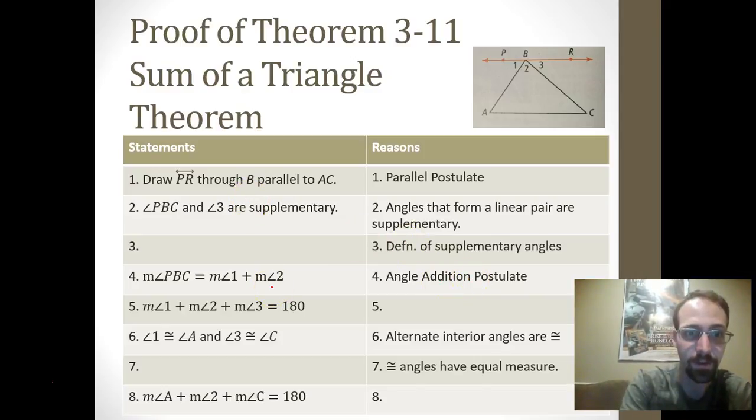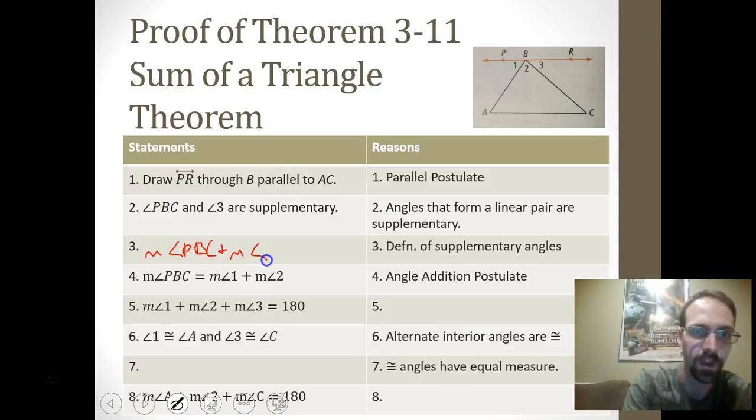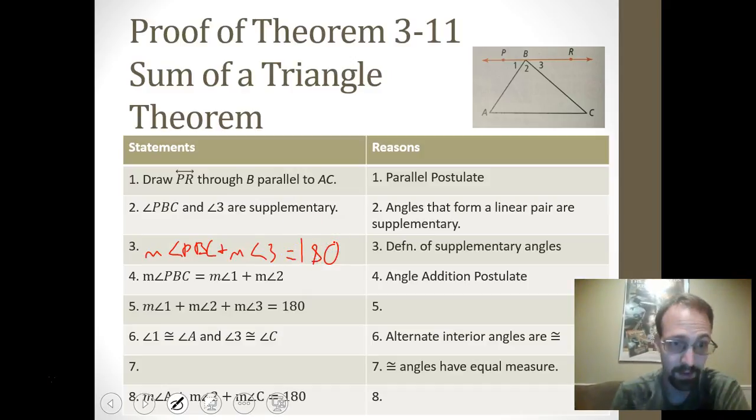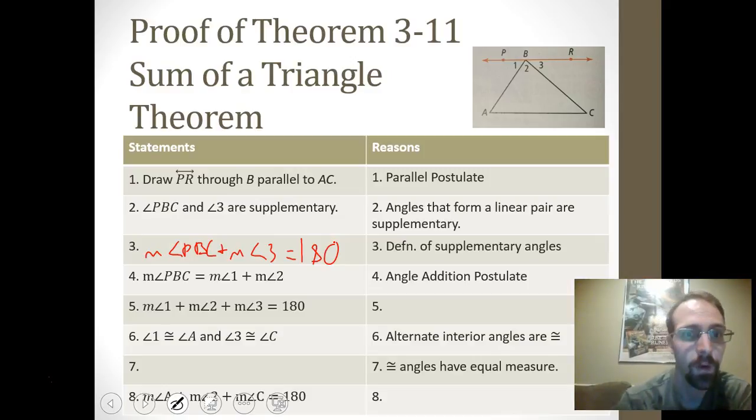So the measure of angle PBC plus the measure of angle 3 equals 180. So the next part says that the measure of angle PBC equals the measure of angle 1 plus the measure of angle 2. That's the angle addition postulate. That's something that I haven't given to you, however, you have it now. It's two angles sum up together to be the bigger angle. You can also do angle subtraction postulate and so on.